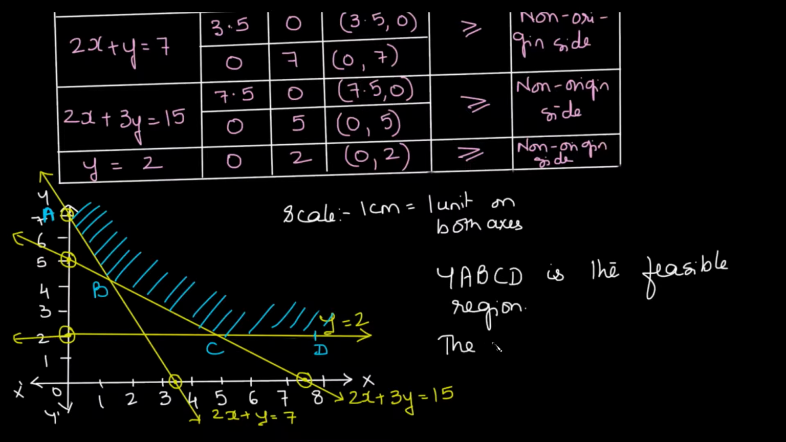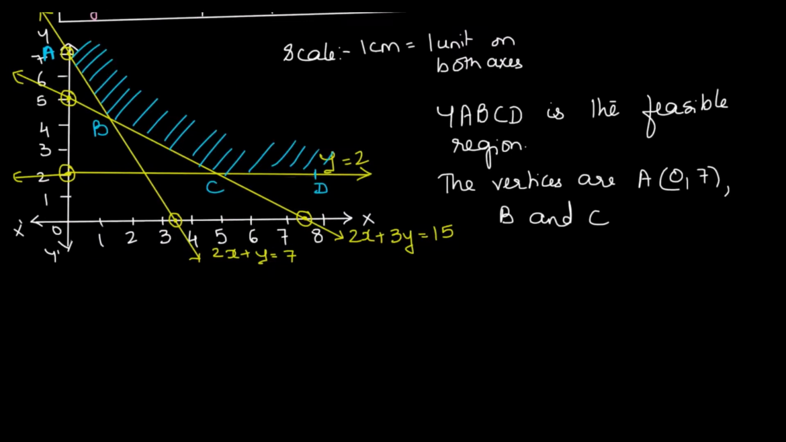The vertices are A, having the coordinates 0, 7, B, which we are supposed to find out, and C, the third one, also which we are supposed to find out actually. So let me write it as B and C. Now B is the point of intersection of these two lines, that is 2x plus 3y is equal to 15 and this particular line 2x plus y is equal to 7.